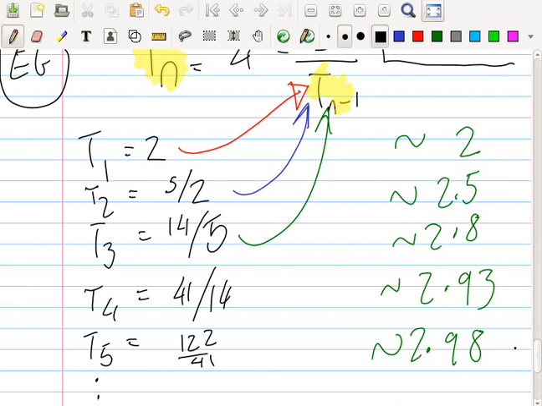Now please, listen. Those people who have a Casio 991 calculator, I can show you how to get all of these terms very quickly on your calculator. So please take out your Casio 991 and listen carefully.